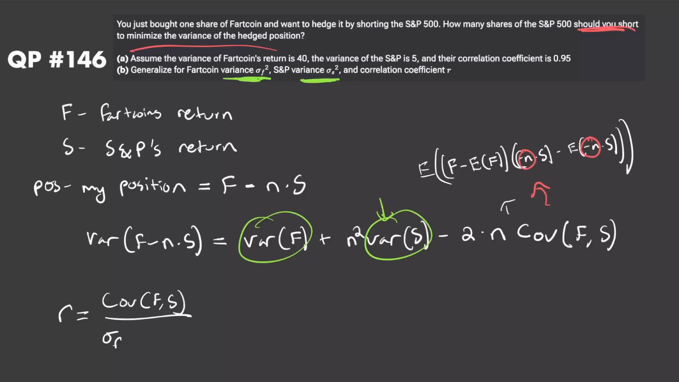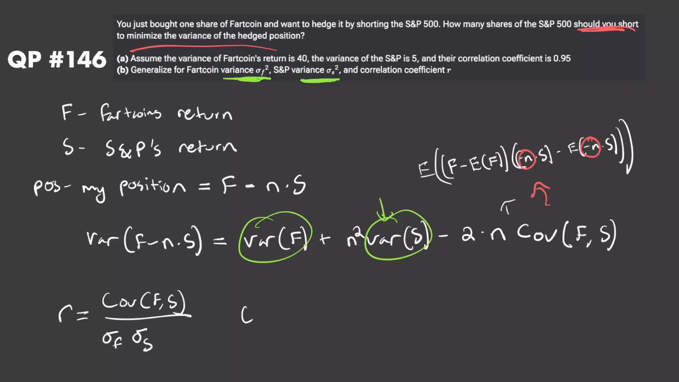So just sigma F, not sigma squared F, but sigma F, and then sigma S, right? We talked about this in the discrete roadmap, right? So now we can basically solve for the covariance of F comma S because we know these two terms right here, or we know what they are when they're squared. So it's simple just to take the square root of it, right?